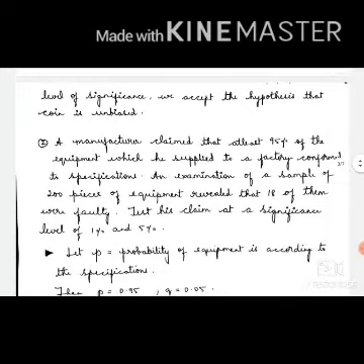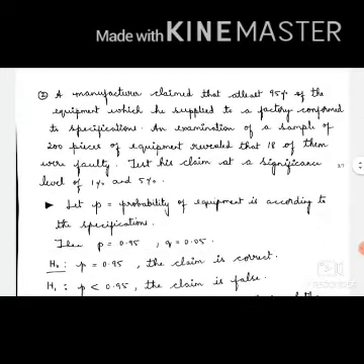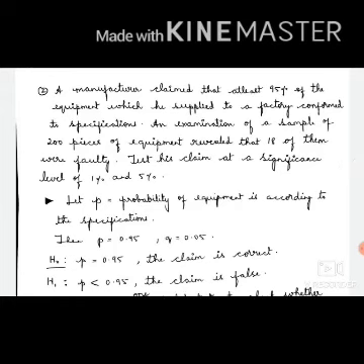The next example we have here is: a manufacturer claims that at least 95% of the equipment which he supplied to a factory conformed to specifications. An examination of a sample of 200 pieces of equipment revealed that 18 of them were faulty. Test his claim at a significance level of 1% and 5%.